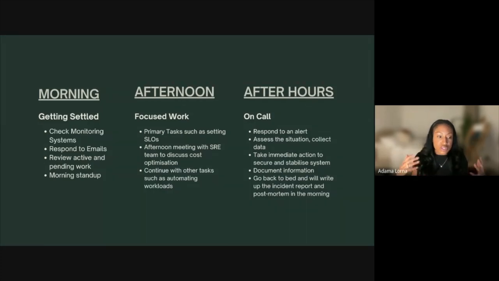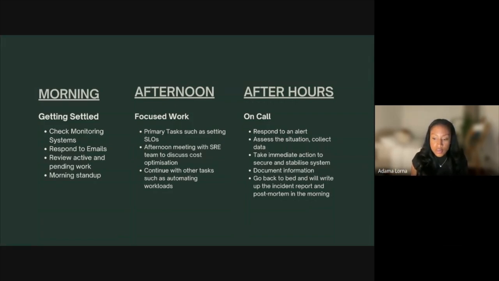Next, perhaps you respond to some emails. Perhaps you've been getting some emails from the devs about some work you've been working on with them, improving application logging and so forth. So you check and respond to those. Then you review some of the work that you've been working on for the last week, maybe some active work, maybe there's some pending work that's come in. And then you may attend your morning stand-up, which is just your morning meeting in tech.